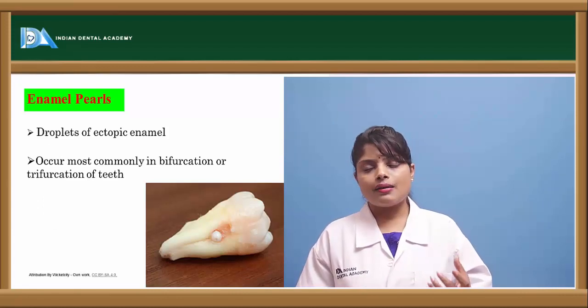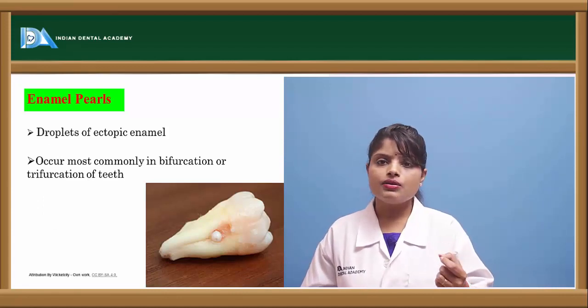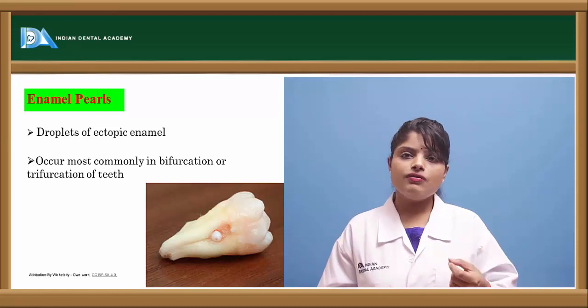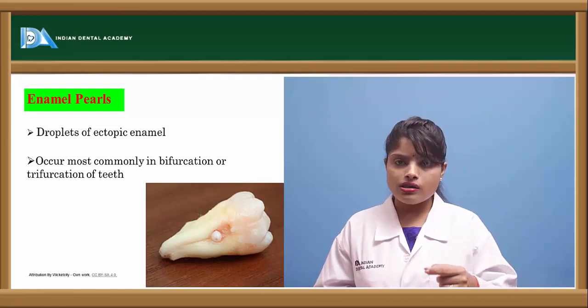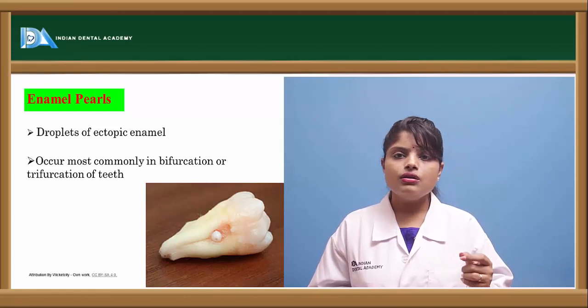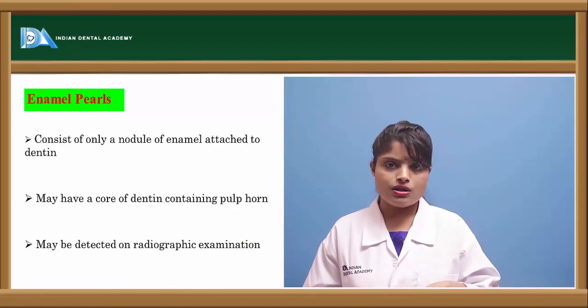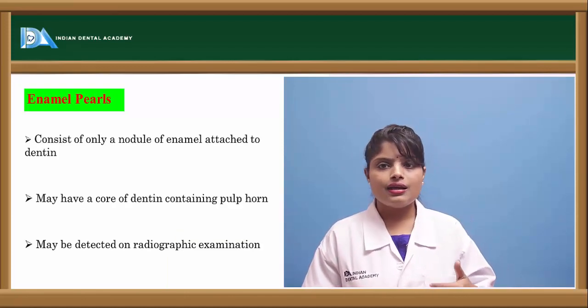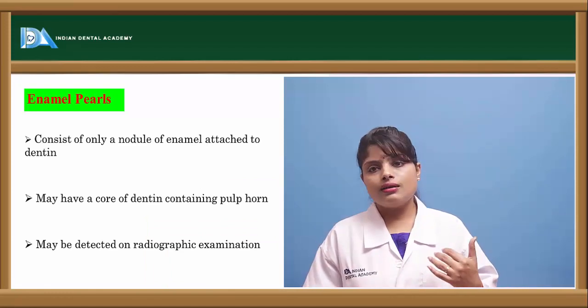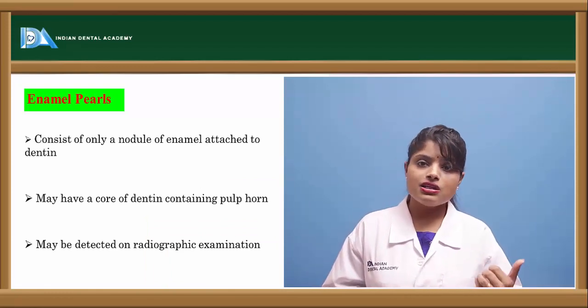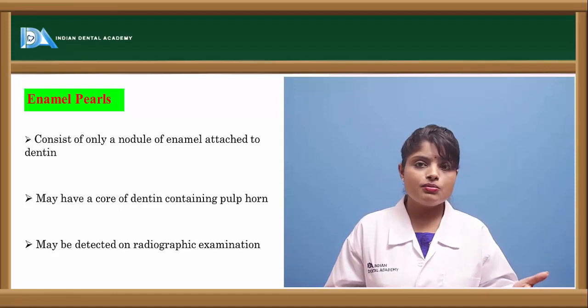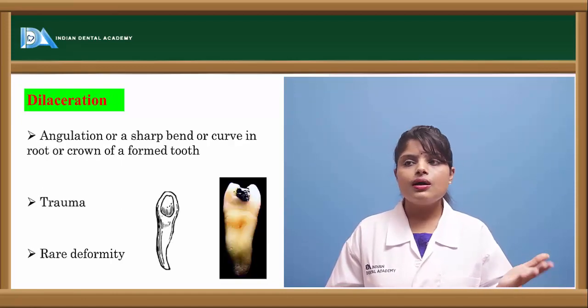Then comes the enamel pearl. Enamel pearl is a globule of enamel which is generally found in the bifurcation or trifurcation of the molars or premolars. So it can contain enamel or dentine. It is generally found at the gingival margin. If it contains pulp, when it is removed, it will lead to exposure of the pulp.